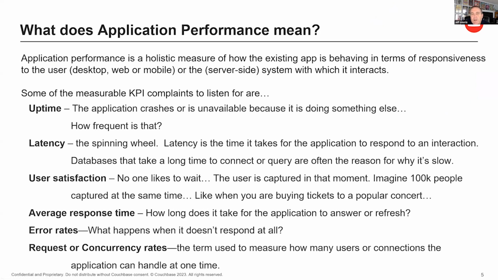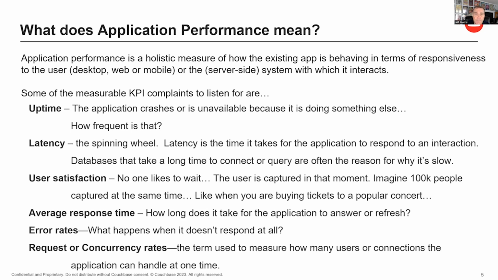We call it the holistic measure of how an existing application is behaving in terms of responsiveness to the user, from the desktop, from their mobile device, or the server side of the system with which that application is interacting. When you look at application performance, some of the measurable KPIs that you can listen for as complaints are uptime, right? Is the application available all the time? Is it crashing? And what's the frequency of that?